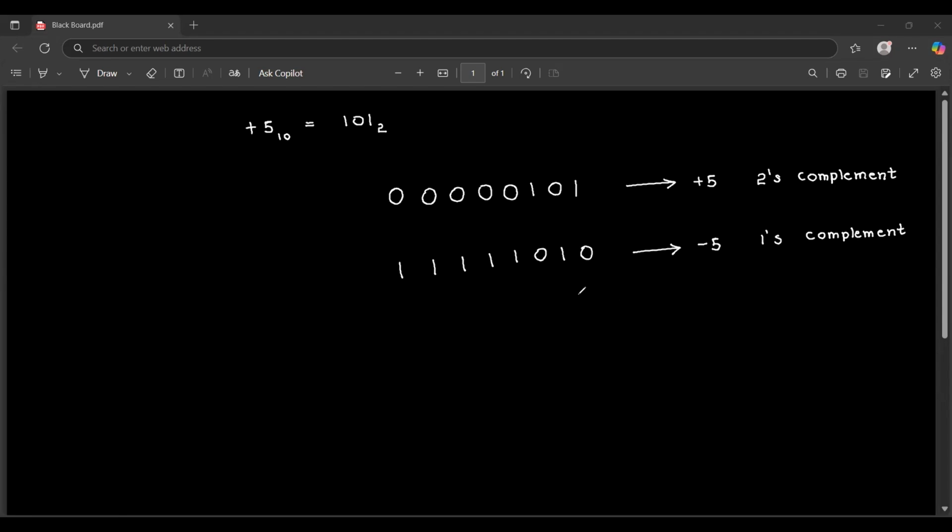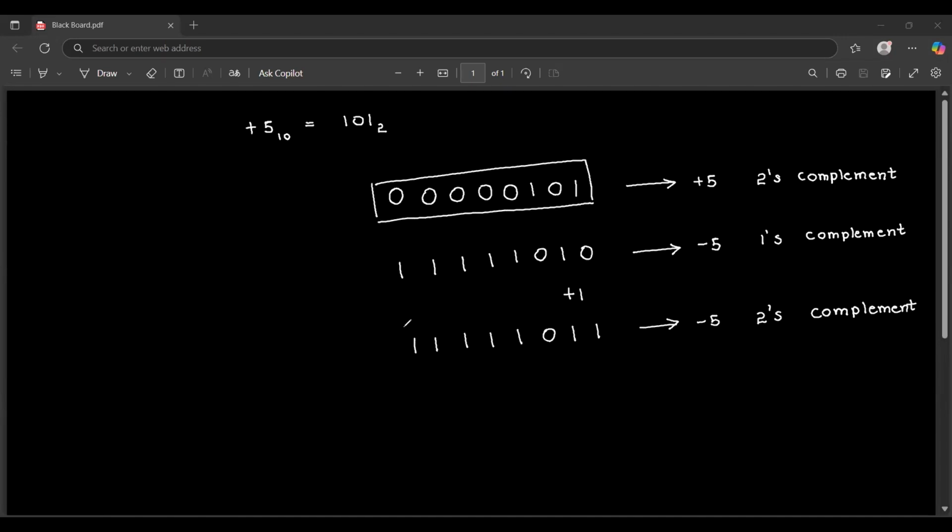So what will be the negative 5, 2's complement? You have to add 1 bit. That's all you have to do. So if you add 1 to this representation, you will get 1, 1, 1, 1, 1, 0, 1, 1. That's it. So positive 5 is this in 2's complement, and negative 5 is this in 2's complement.